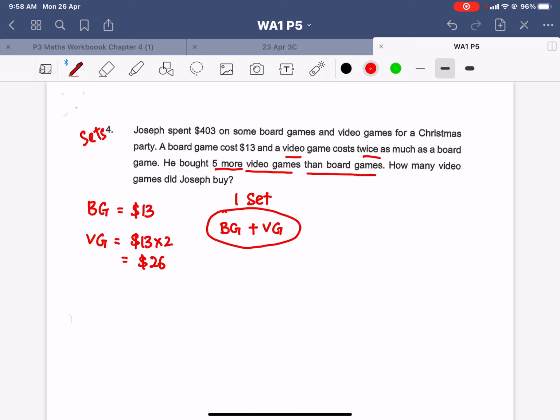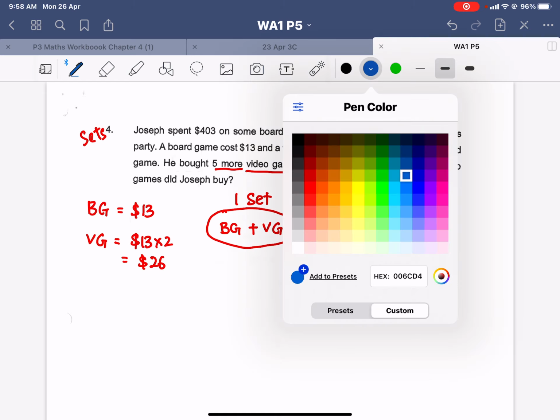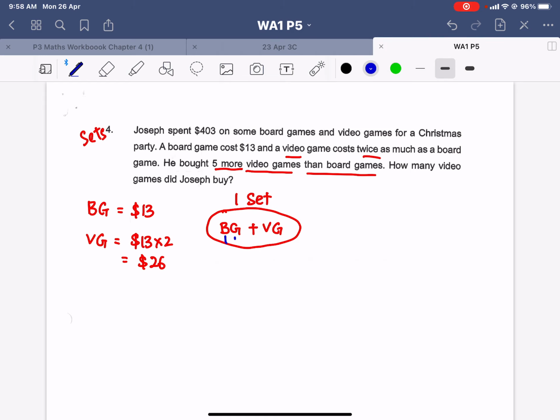Now, board game, you know that it is $13. So this is 13. Video game is 26. So what does it tell you about one set? It is a total of 13 plus 26, which is $39. That is one set.